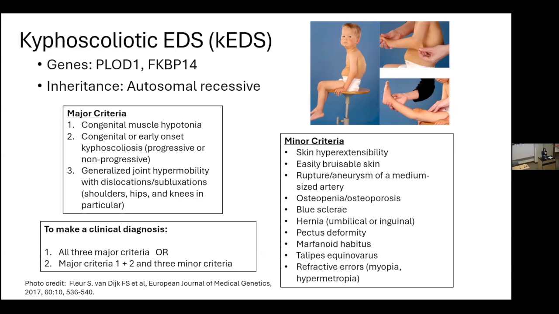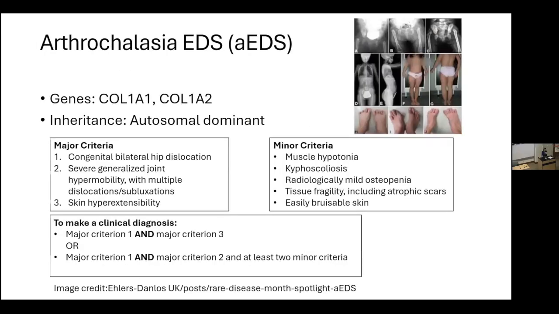So to make a clinical diagnosis for kyphoscoliotic Ehlers-Danlos syndrome, you need either all three major criteria or the first major criterion, which is the congenital muscle hypotonia, plus the second one, the congenital kyphoscoliosis, and three or more minor criteria. But here again, we want to do testing if we suspect it.